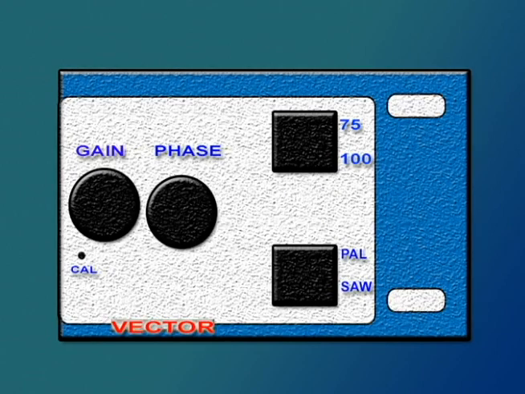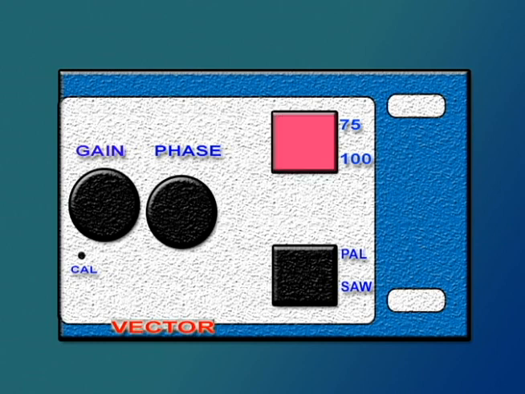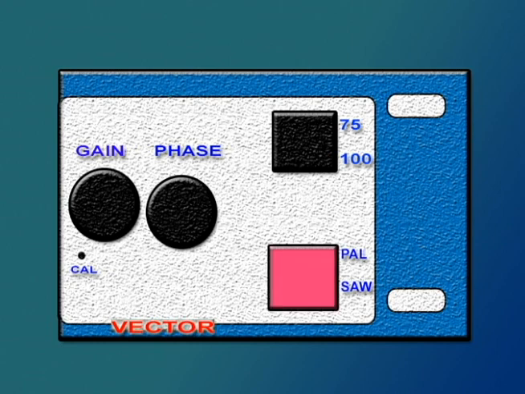The vector area provides graticules to display in a vectorscope. Cal sets the gain of the vectorscope section in unity gain position. Phase provides 360-degree rotation of the vector display. 75 100 controls the gain of the vectorscope for 75% and 100% bars. PAL SW disables the 7.8 kHz PAL switch to give a 6-vector display. For our purpose, we will not be demonstrating the use of the vectorscope.